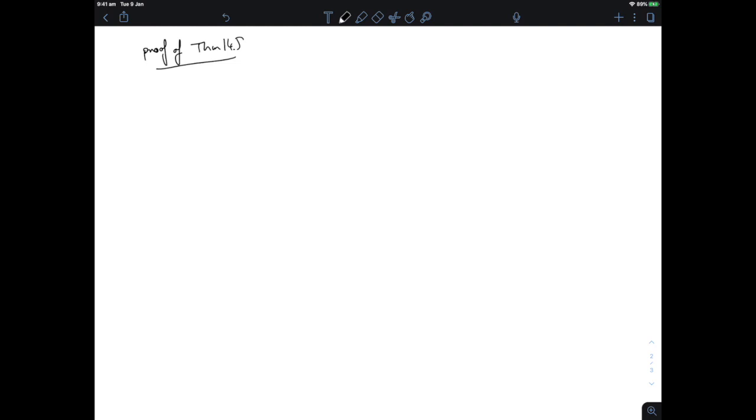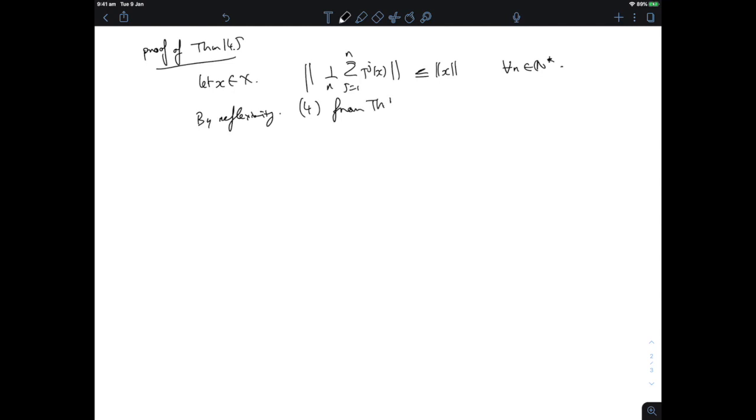So in order to do that, let's give ourselves an x in our Banach space, and notice that the norm of 1 upon n sum j equal 1 to n of t^j of x is always going to be smaller than the norm of x, because the norm of t is smaller than 1, and that's for all n in N star. So we have a bounded sequence, therefore by reflexivity, I can extract a weakly converging subsequence from that bounded sequence. So 4 from theorem 14.4 holds. Okay, so we have y, the weak limit of these Cesaro averages over a subsequence.